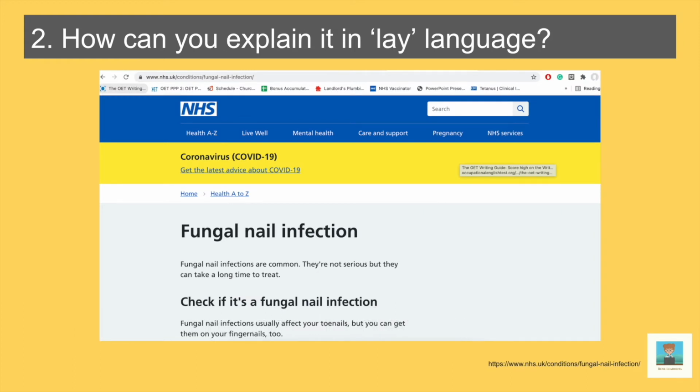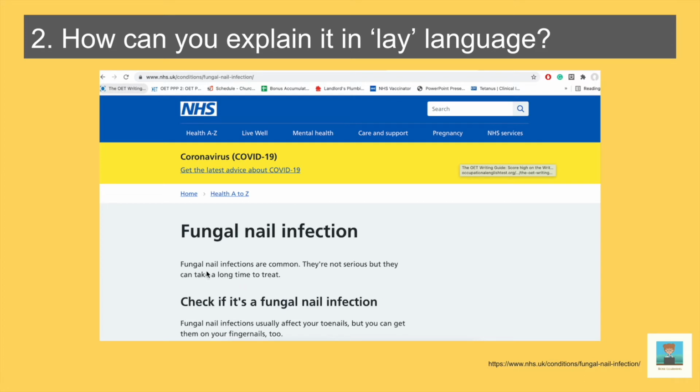So this is the information given by the NHS about a fungal nail infection, and of course you need to explain this to your patient in lay language. Let's go through what's been said to us by the NHS, and we'll focus on pronunciation and interesting ways you can describe what's happening in everyday terminology.